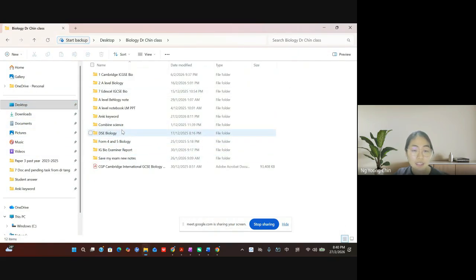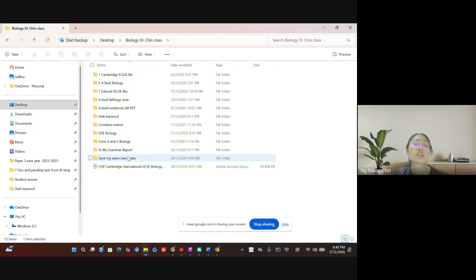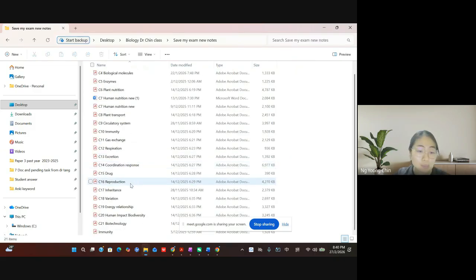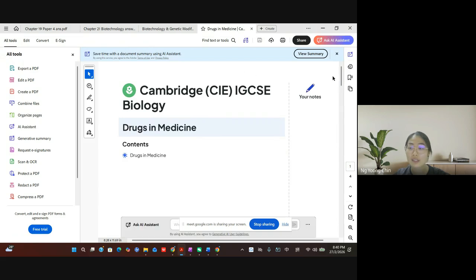Okay, I'll show you how the bacteria develop resistance toward the antibiotic. It's due to natural selection. You can just imagine it this way. See, this is in chapter 15, drug.